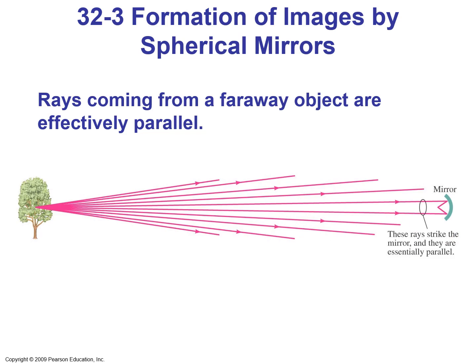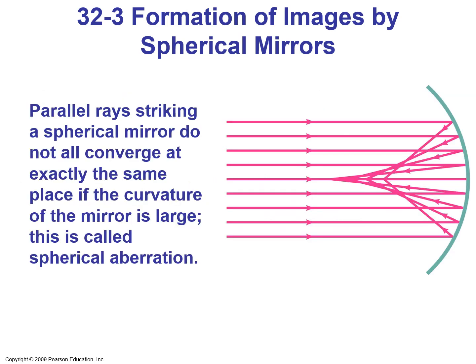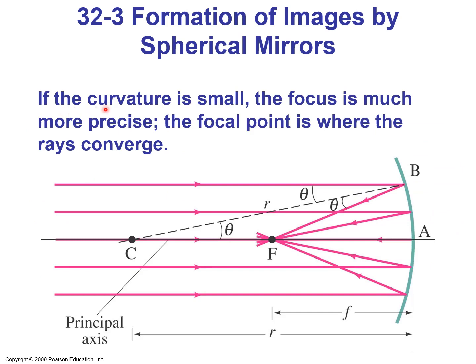Parallel rays striking a spherical mirror do not all converge at exactly the same place if the curvature of the mirror is large. This is called spherical aberration. Due to the curvature of this mirror, parallel rays of light are not converged on the same spot, and this is called spherical aberration. If the curvature is small, the focus is much more precise, and the focal point is where the rays converge.